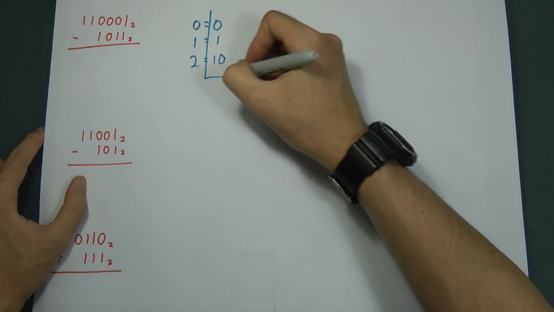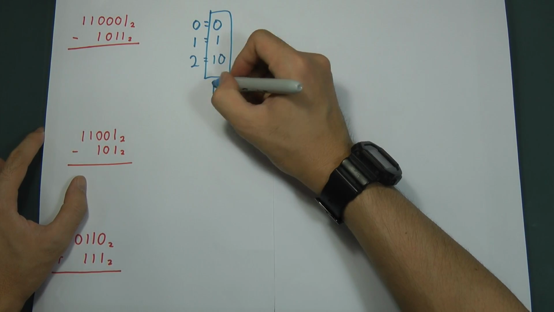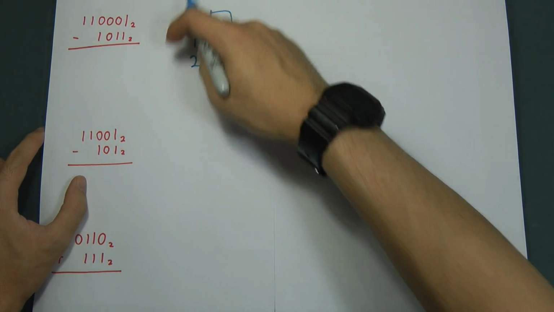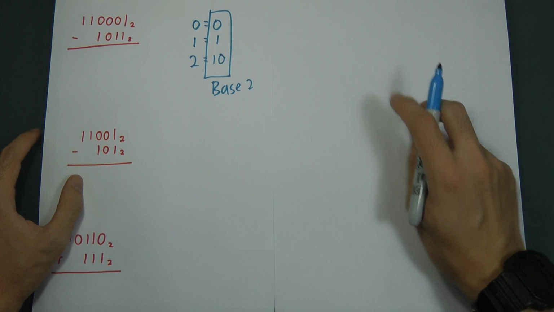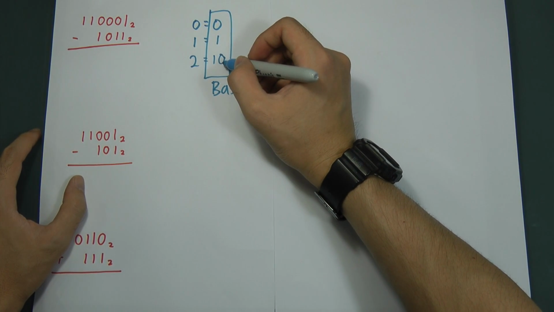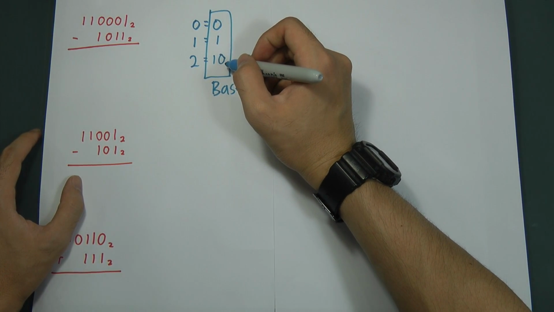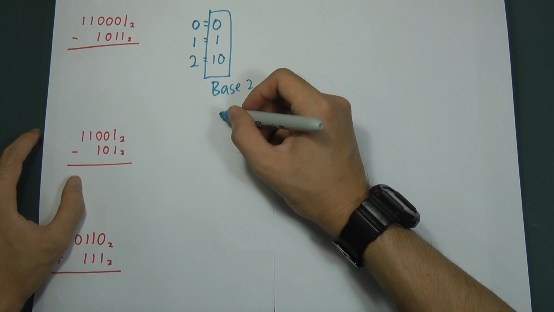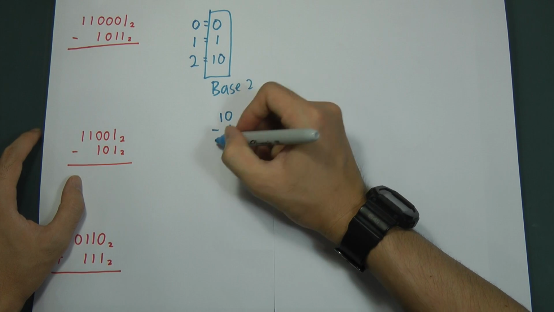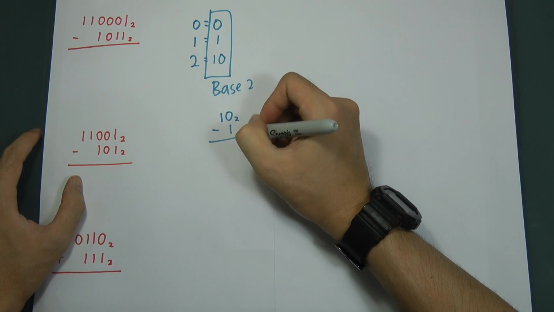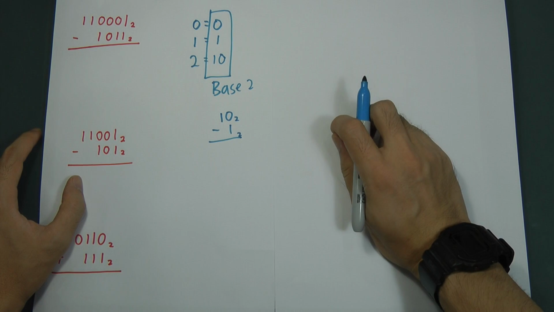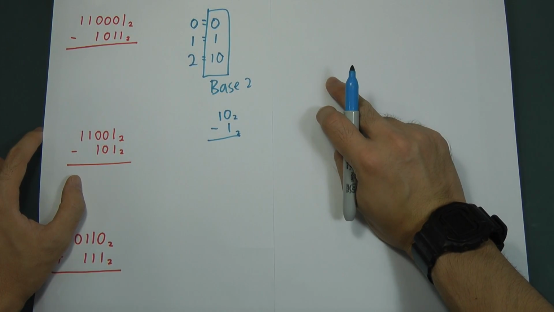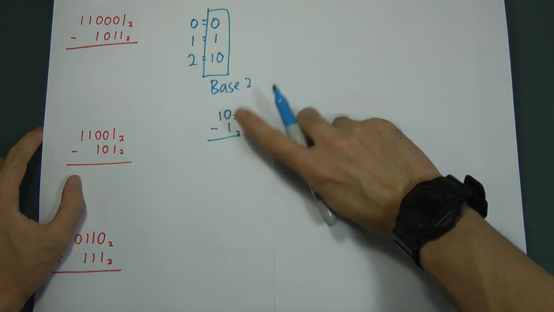Over here, this one is base 2. This is base 10, like a normal number. If you can understand that 2 is equal to 10, then it will be very easy for you to understand this. Let me do some simple ones. 10 minus 1, this is base 2. You assume 10 is equal to 2, so 10 minus 1 means 2 minus 1, you get 1.